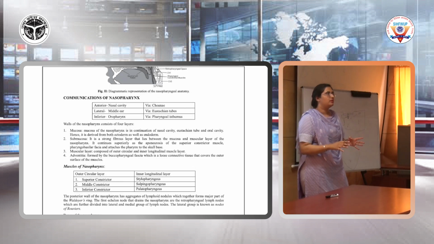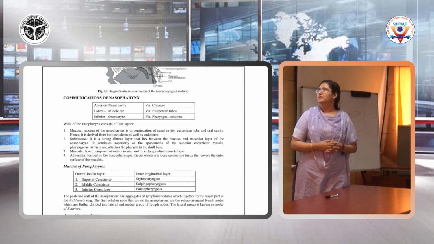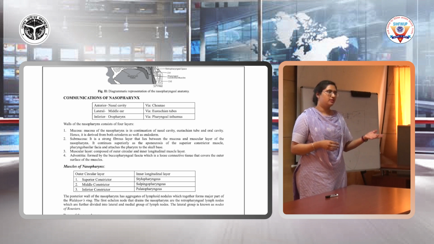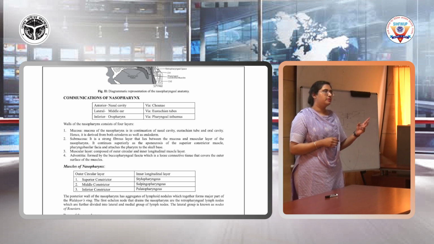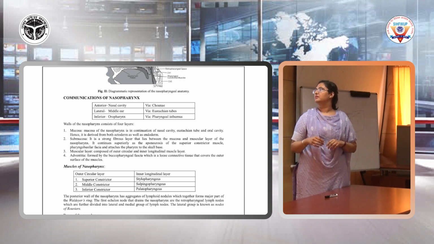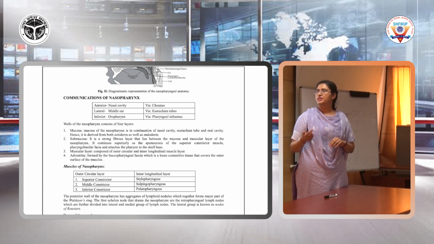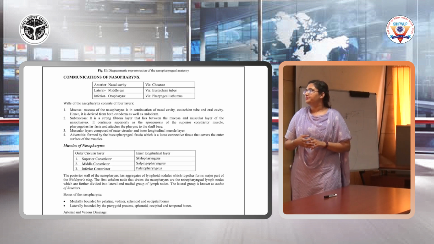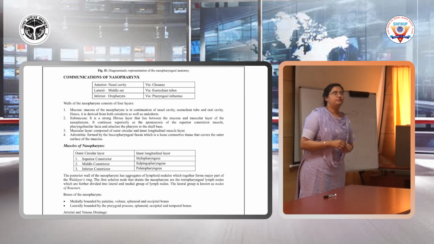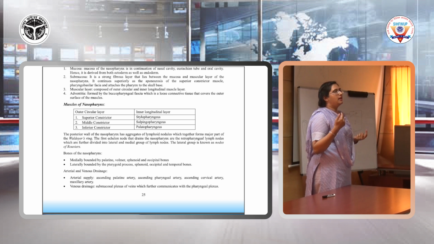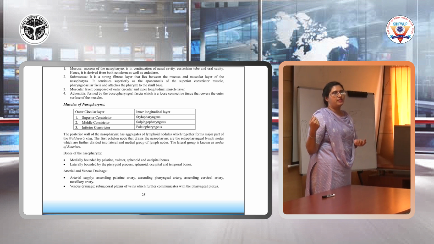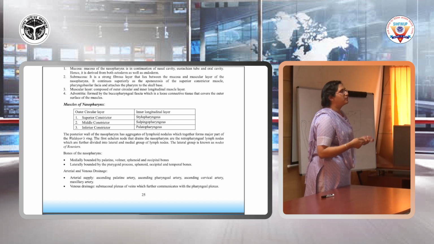When we come to the muscles, I'll just go through this. It has an outer circular layer and an inner longitudinal layer. The outer circular layer is composed of the superior, middle and inferior constrictors, whereas the inner longitudinal layer is composed of stylopharyngeus, salpingopharyngeus and palatopharyngeus. One more thing, there is Waldeyer's ring, a very important part of the human body, and one component of Waldeyer's ring is present in the nasopharynx, the adenoids, which we will discuss later.